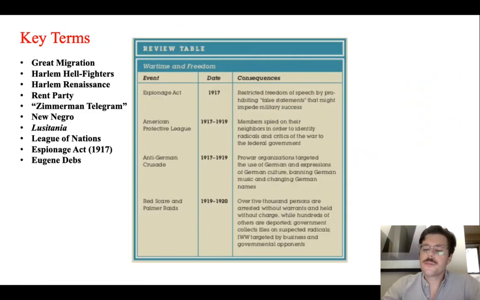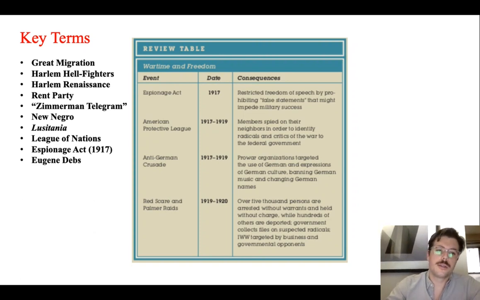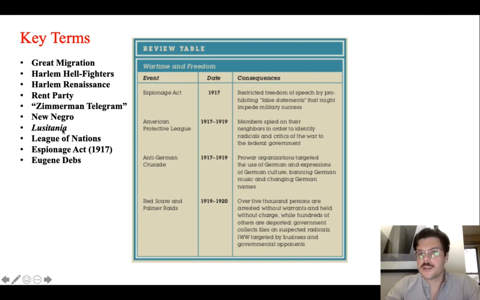So some of the key terms for this lecture are, again, what is the Great Migration? Who are the Harlem Hellfighters? What is the Harlem Renaissance? What is a rent party? How does it work? What are the imperatives of the rent party? The Zimmerman telegram. How does that get us into World War I? What is this concept of the new Negro? The Lusitania, League of Nations, Espionage Act, and the domestic impact on civil liberties during World War I. And then finally, Eugene Debs.